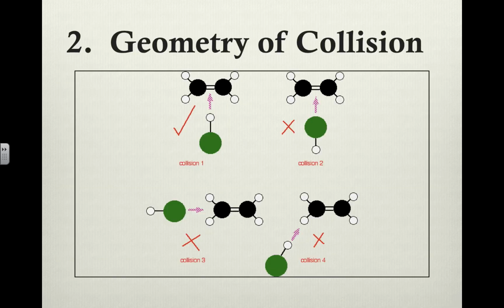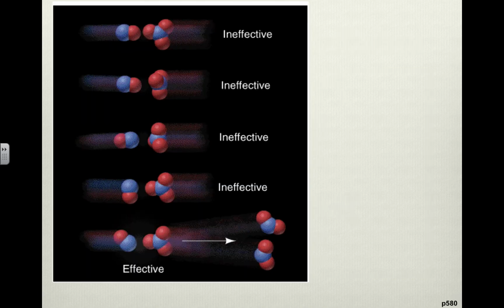The geometry of the collision. Notice there's only one way for these two molecules to collide. All the other collisions, the molecules are just going to bounce off of each other. Here's another version. This is hydroxide and hydronium, OH- and H3O+. And notice there's only one way for these two to hit and break into two waters.